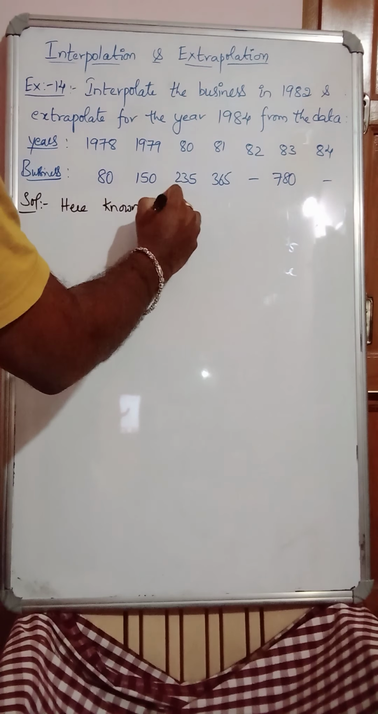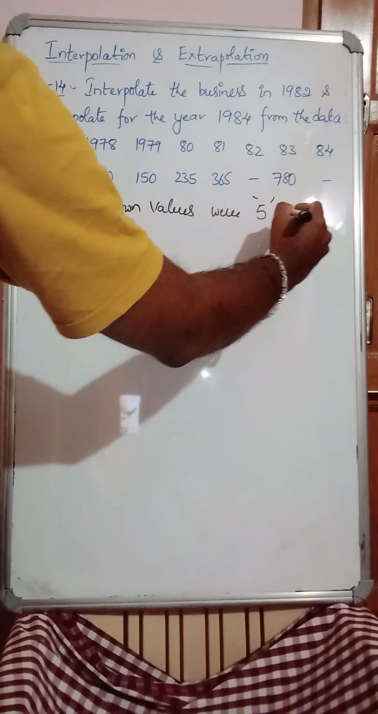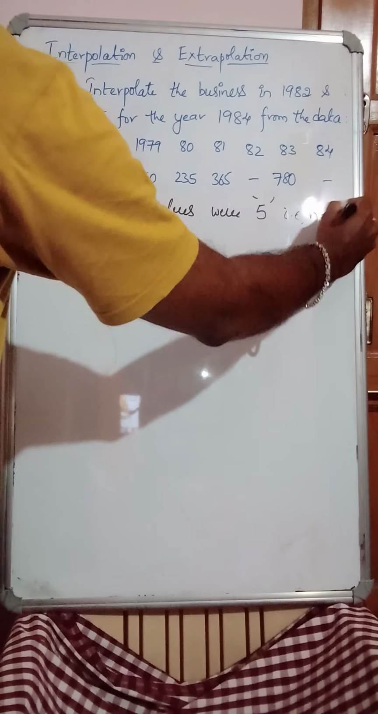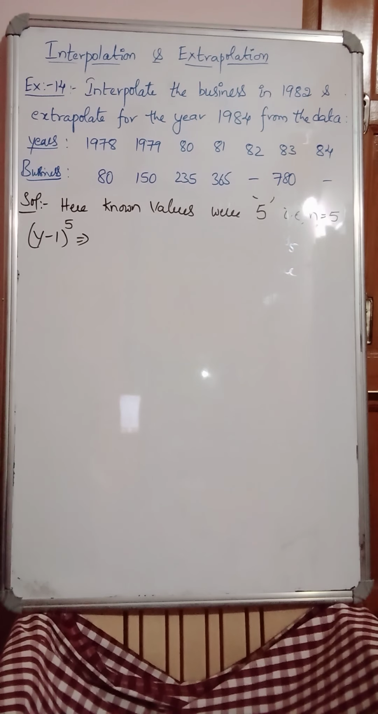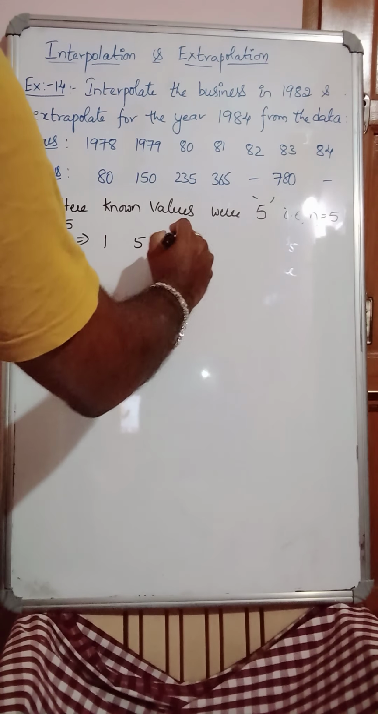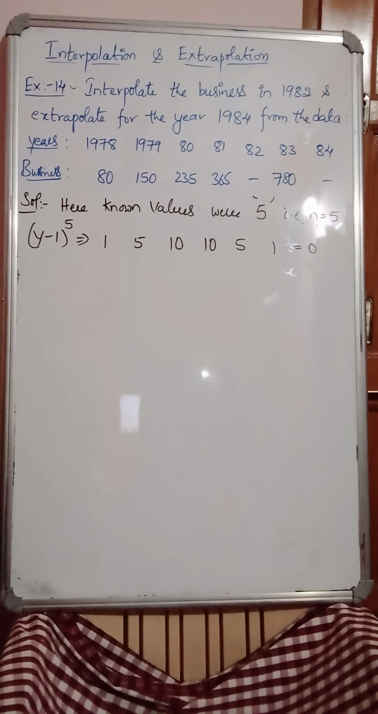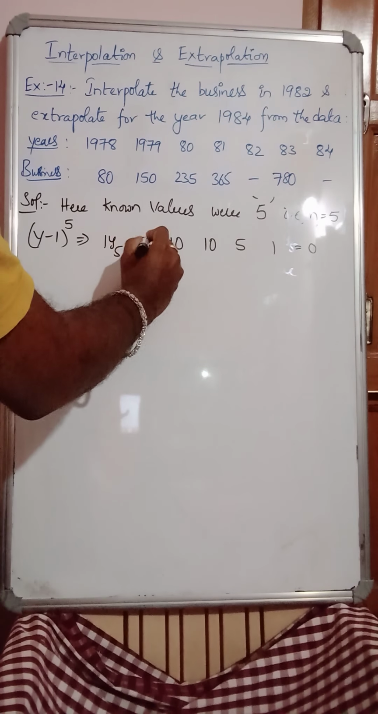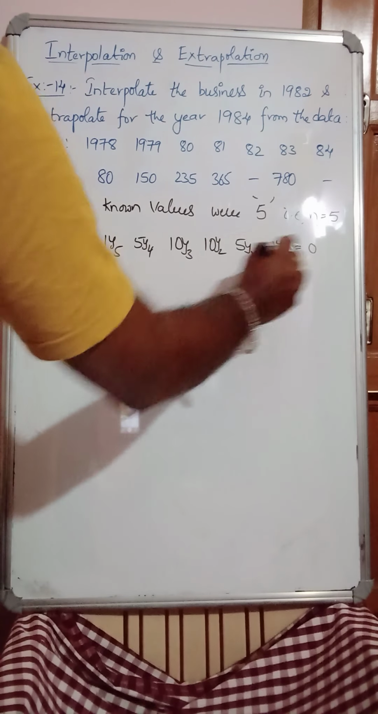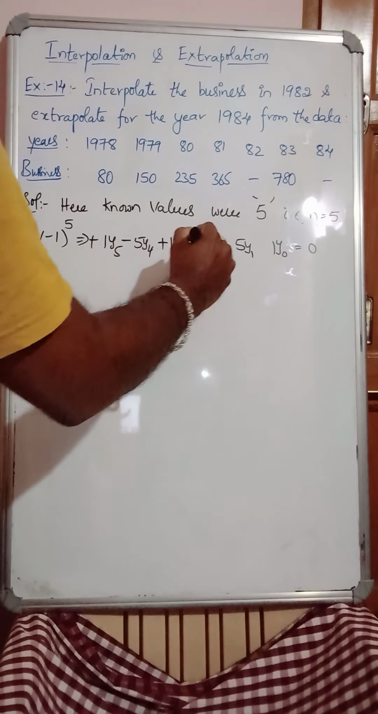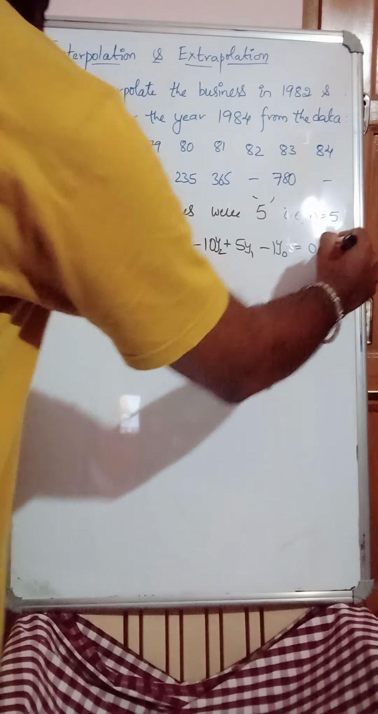Here known values were 5. That is n equals to 5. Now, at n equals to 5, what is the Pascal's triangle? 1, 5, 10, 10, 5, 1 equated to 0. Then y5, y4, y3, y2, y1, y0. Plus minus, plus minus, plus minus. This is the expansion. Take it as equation number 1.